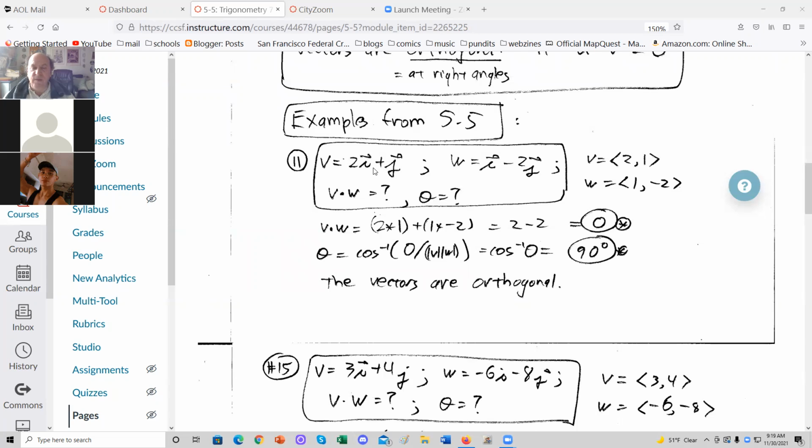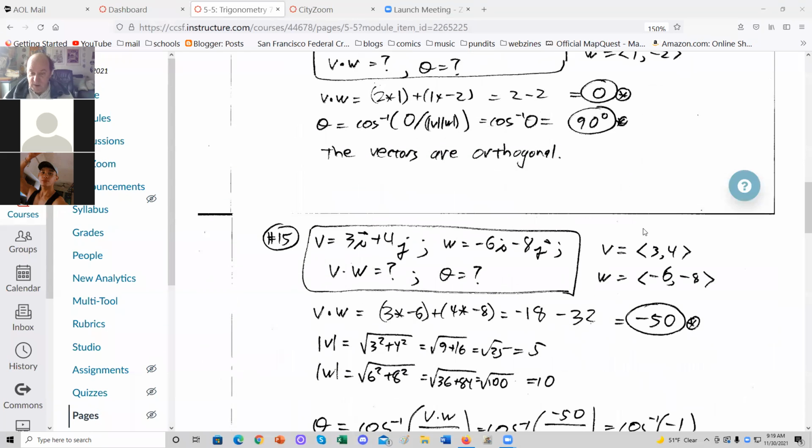So some examples. Here we have V is 2i plus j, W is i minus 2j. So V is 2 by 1 and W is 1 by negative 2. What's the dot product? What's the angle between them? All right, dot product, 2 times 1 plus 1 times negative 2 is 2 minus 2 is 0. So the angle is arc cosine of 0 over lengths, which is arc cosine of 0, which is 90 degrees. These are orthogonal vectors because their dot product is 0.